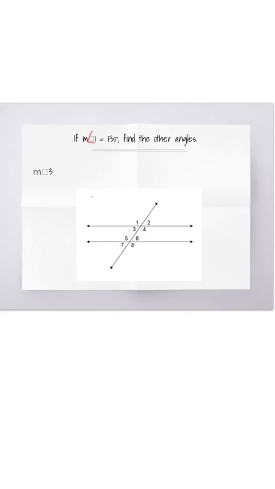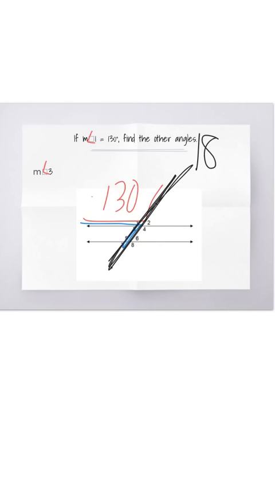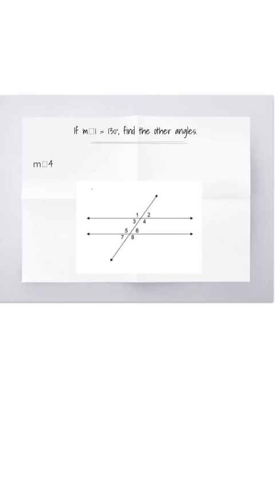If the measure of angle 1 is 130 degrees, let's find out what the measure of angle 3 is. Angle 3 also will form a straight line with angle 1. And we know a straight line is 180 degrees, so if you subtract 130 from 180 degrees, you will get that the measure of angle 3 is 50 degrees.